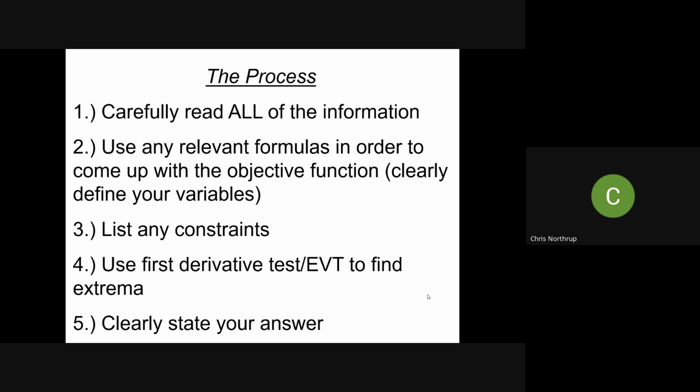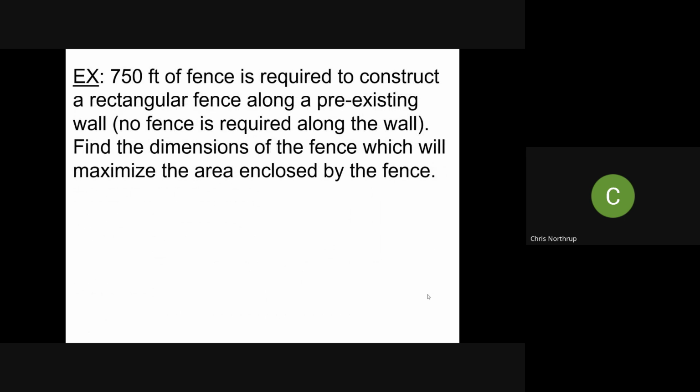So as a quick example, this is a really common one. I call this the fence problem. Say that we have 750 feet of fence that we're making a rectangular fence out of along a pre-existing wall, meaning we don't need to put fence along that wall. We're supposed to figure out the dimensions of that rectangular fence that will give us the most area inside of that fenced region. So this is something you likely saw in pre-calculus and you probably solved using your graphing calculator, but now we can find those extrema using first derivative test or extreme value theorem.